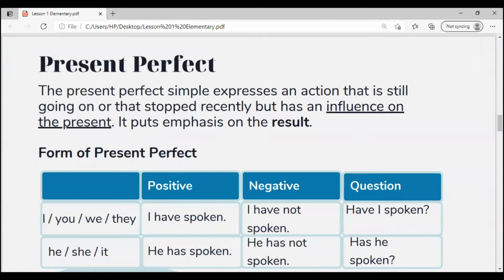Present perfect. The present perfect simple expresses an action that is still going on or that stopped recently but has an influence on the present. It puts emphasis on the result.